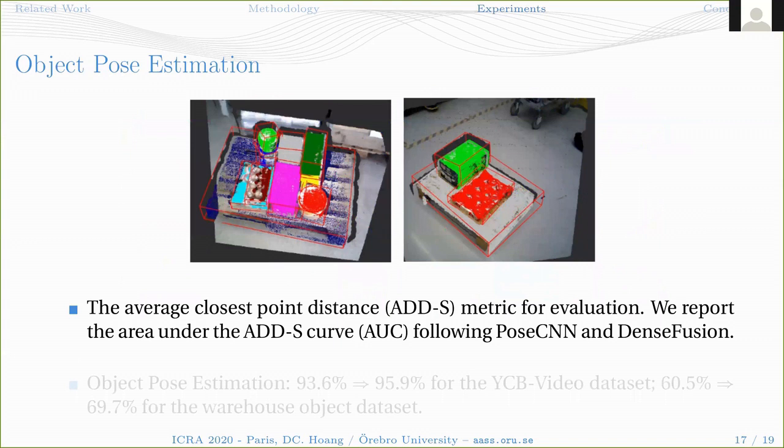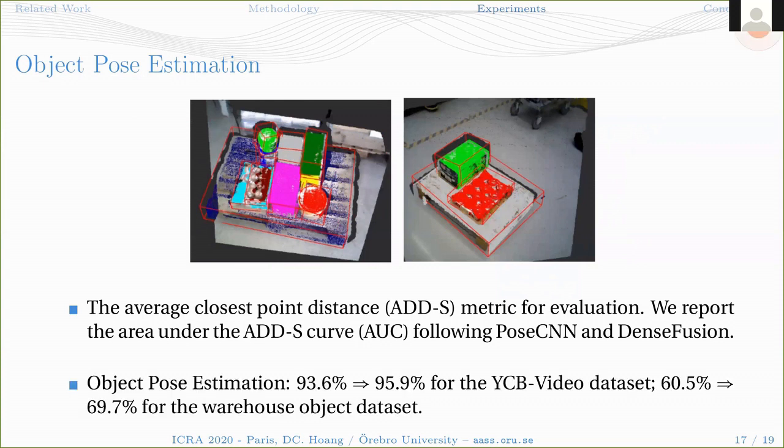To evaluate object pose estimation, we use the average closest point distance metric. We report the area under the curve following PoseCNN and DenseFusion. Our system, with full use of projected mask, depth, and color image from the semantic 3D map, achieves better performance compared to the baseline. We observe that in all cases, combined information from multiple views improves the accuracy of pose estimation. We see a significant improvement.